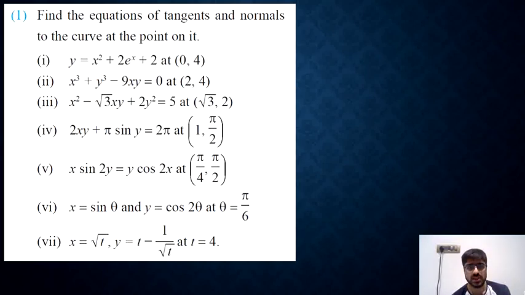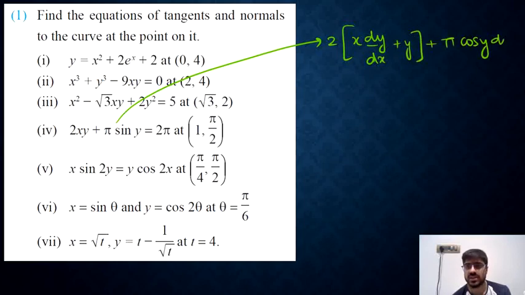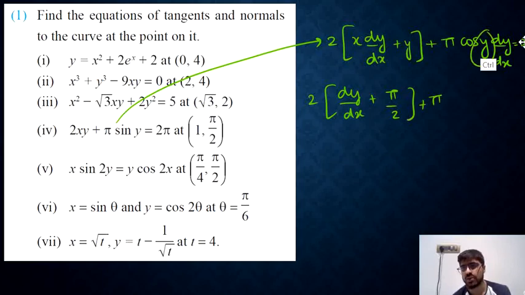So the fourth question says that this is your equation, and you need the equation of tangent and normal at this point. So take a derivative. So we have 2 into x dy by dx plus y, plus pi into cos y dy by dx, and on the right hand side it was a 2 pi, so on the right hand side we will have 0, and we will now put x as 1 and y as pi by 2 in the equation right here. So that will give us 2 into dy by dx plus y, which is pi by 2, plus pi, and we are putting y as pi by 2, so cos y is going to be 0.